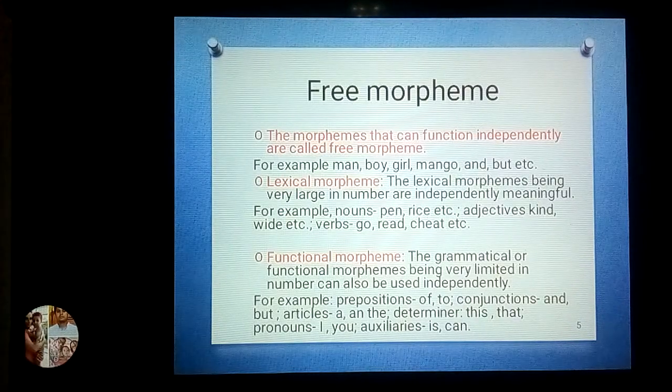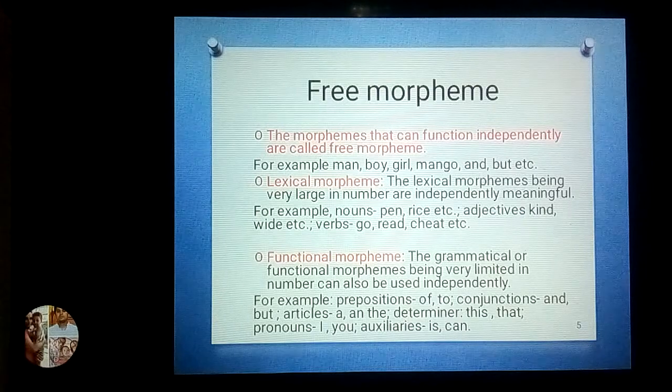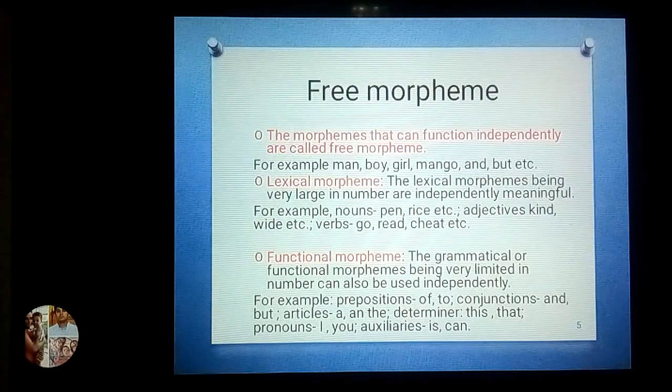Free morpheme. The morphemes that can function independently are called free morphemes. For example, man, boy, girl, mango, and but are examples of free morphemes that can stand alone grammatically. Free morphemes are also divided into two types, lexical morpheme and functional morpheme.